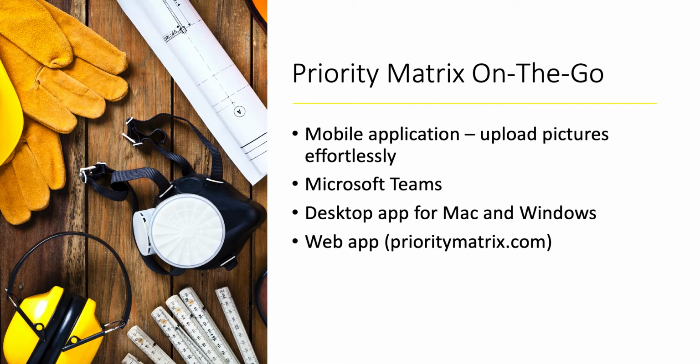For those of you who are rooted into the office environment, we absolutely suggest using Priority Matrix through your Teams platform. It doesn't stop there. You're not restricted to only using PM through Office 365. You can also download the standalone desktop app for Mac and Windows, or you can use the web application, which is primarily where I find myself working, either on my desktop or my mobile app. I love going to prioritymatrix.com. It's a great place to get started.